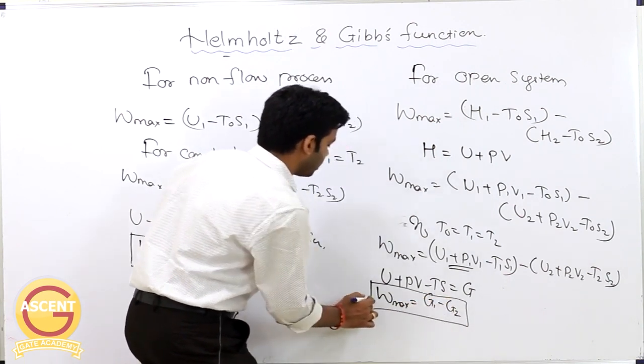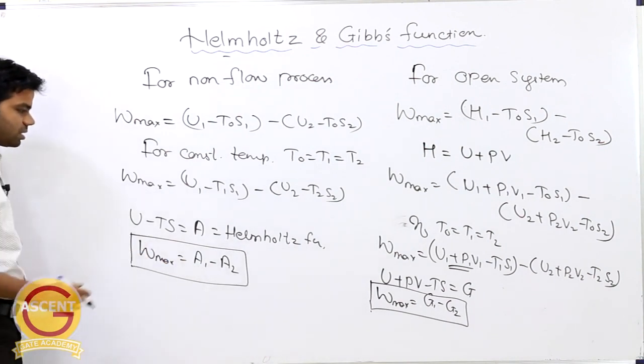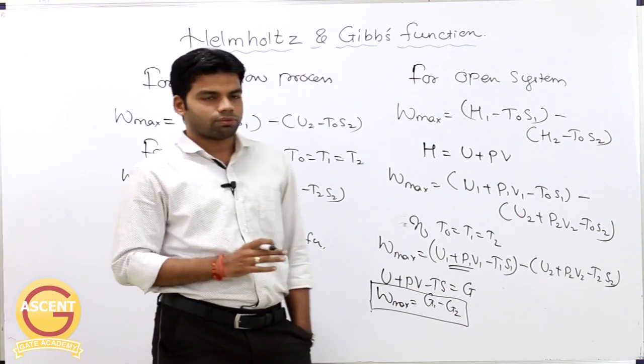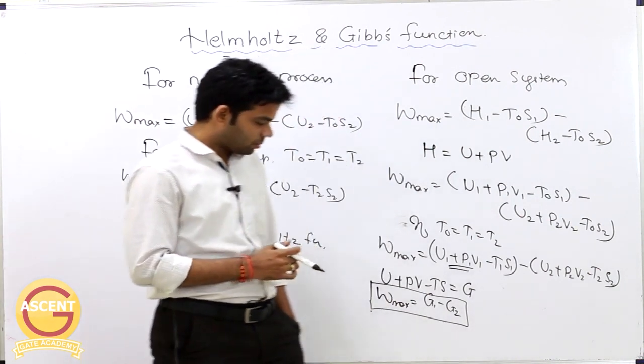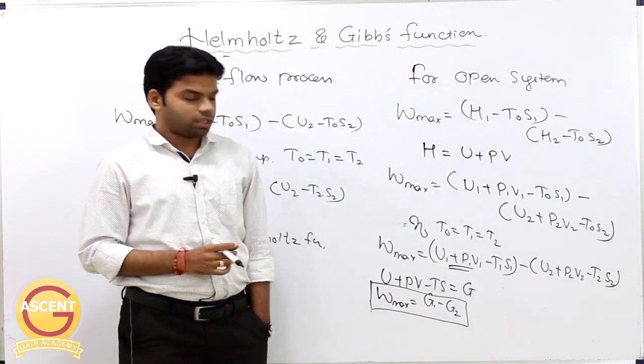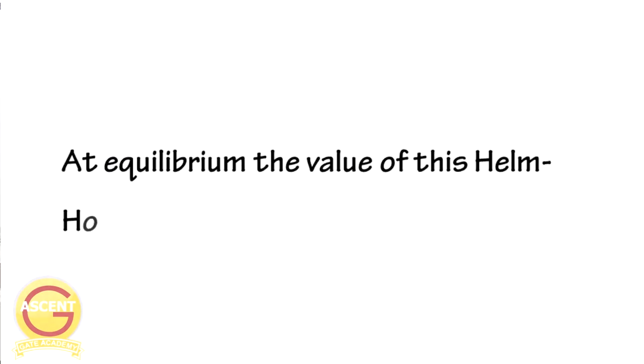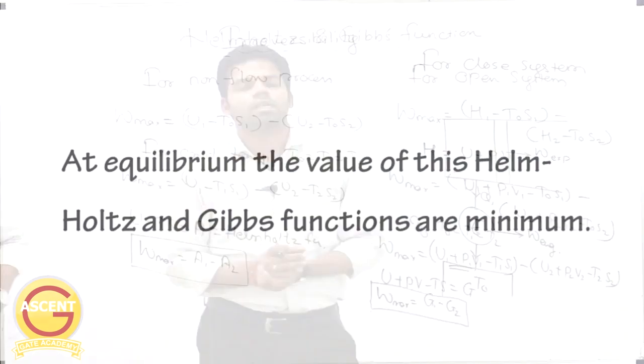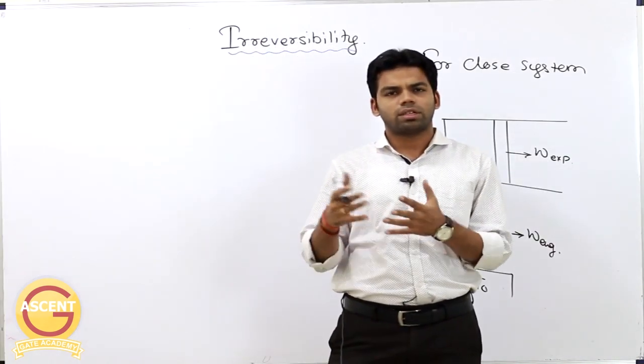So, maximum work in case of closed system is nothing but change in Helmholtz function, and maximum work in case of flow process or open system is nothing but change in Gibbs function. Clear? And you can write down one note here, at equilibrium the value of these Helmholtz and Gibbs functions are minimum. Next is irreversibility. Now, what actually is this irreversibility?